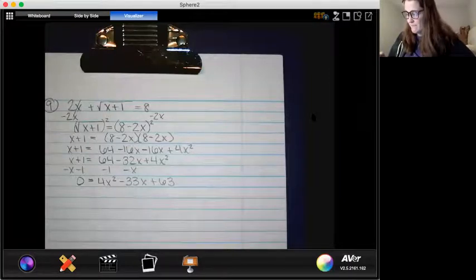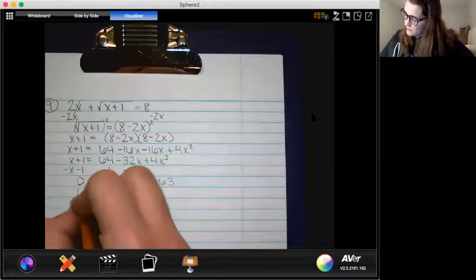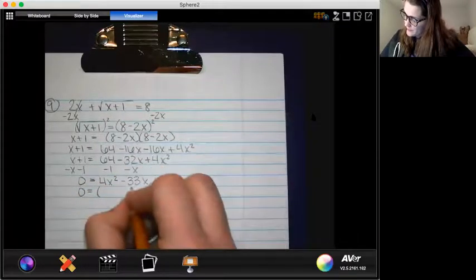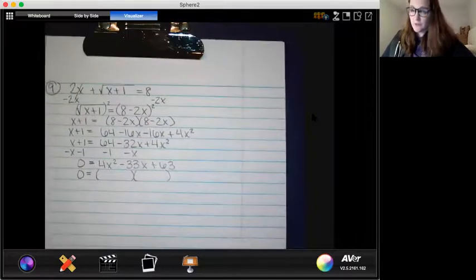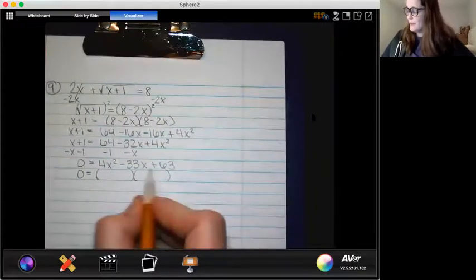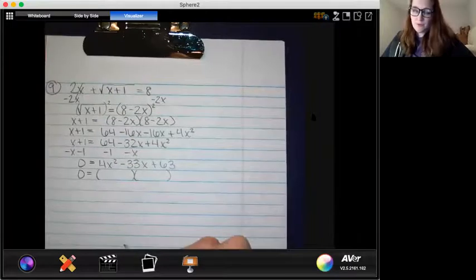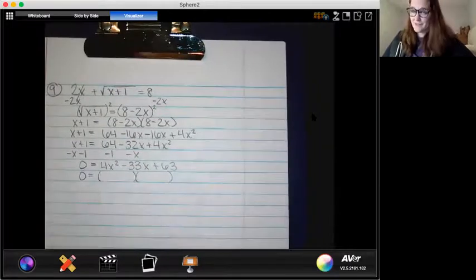Now we need to factor. Now, don't forget your 0. We want to factor. Now, keep in mind, there's going to be lots of different options for factoring. Okay, we have 63 that has a few different options, and we have 4 that has a couple different options. So at this point, go ahead and pause it and see if you can figure that one out.